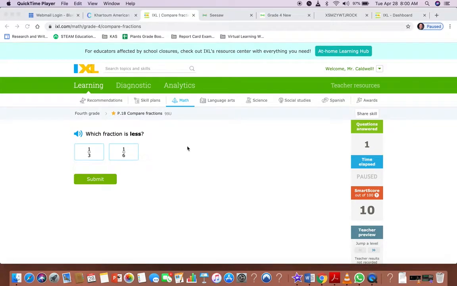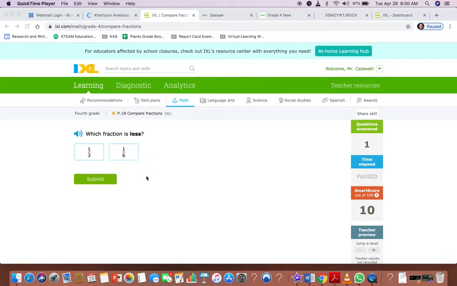Hello, students. I'm going to go through a couple of these IXL comparing fractions lessons with you today. These are not using any models. It just has two fractions. They want to know which one is less or which one is greater. So pay attention to the less or greater. So it says which fraction is less or smaller.